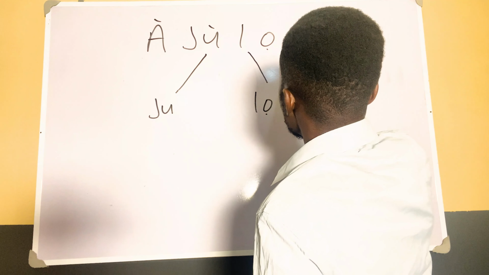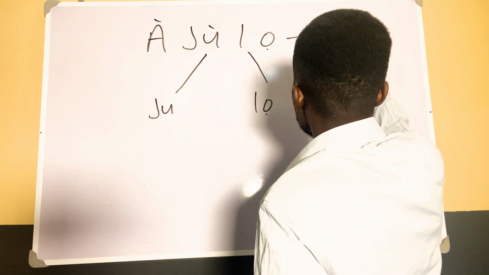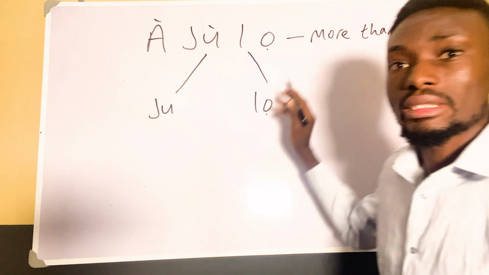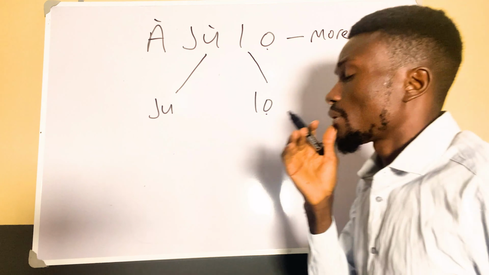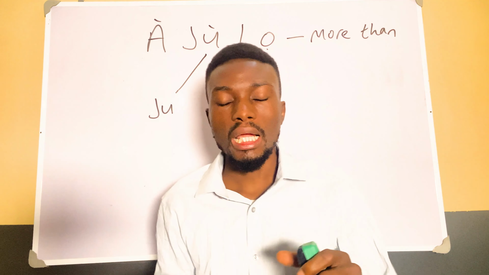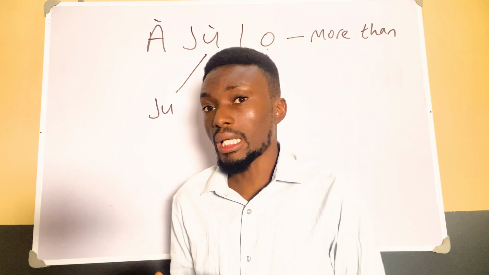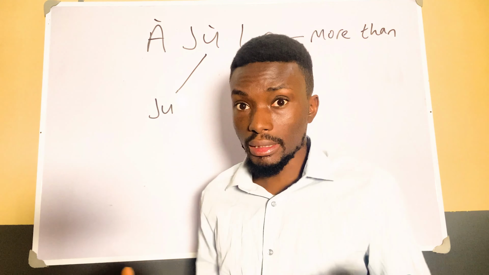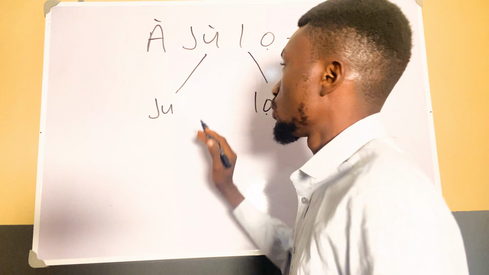Ajulo is more than, actually. Ajulo is more than. But now, if you want to use it in a sentence, how do you use it? This is how you use it. You just bring this Ju. You forget this. If you want to use it in a sentence, I'll use it in a sentence for you as well. You see just now.